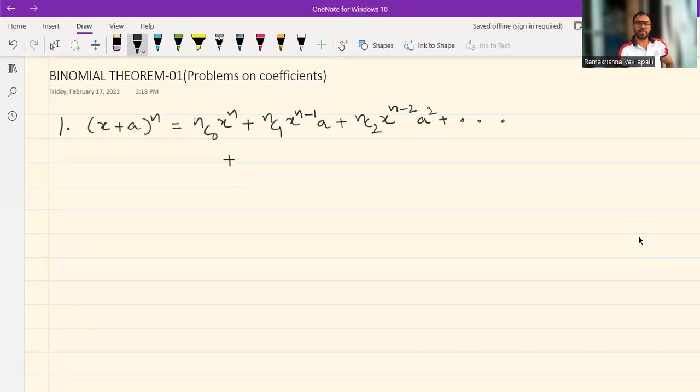We can write the general term like this: nCr x^(n-r) a^r, plus and so on, plus the last term is nCn a^n. This binomial expansion is valid here, n belongs to natural numbers. We observe that this is known as a general term.